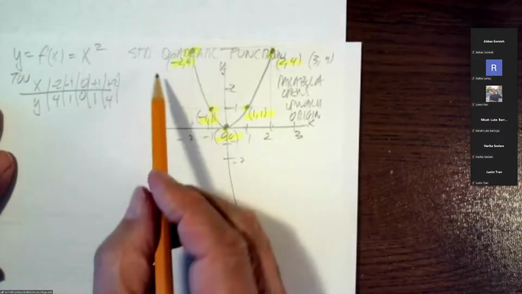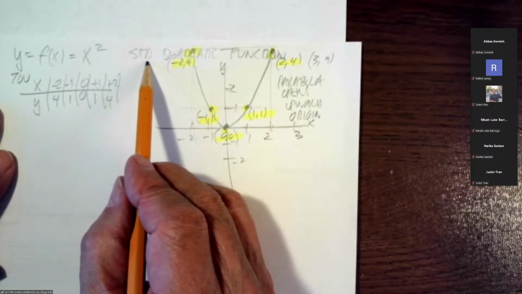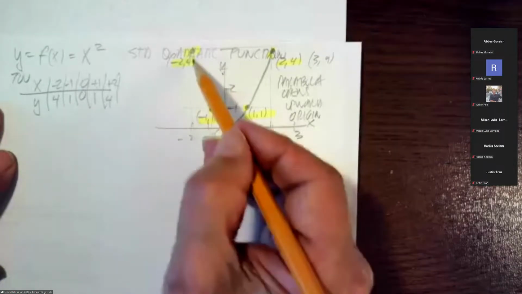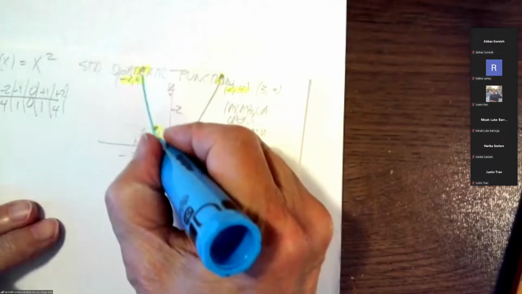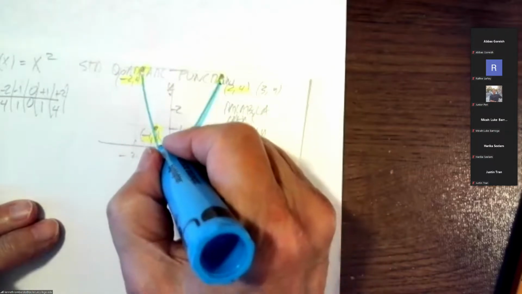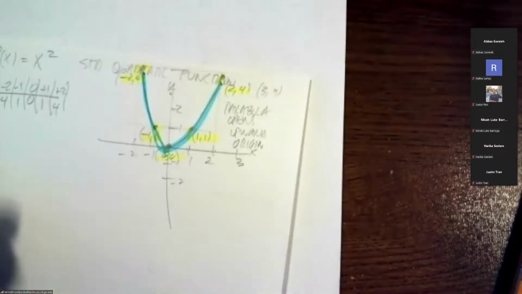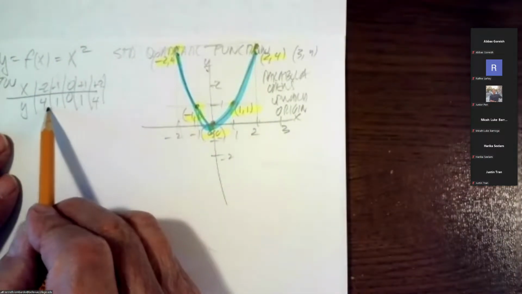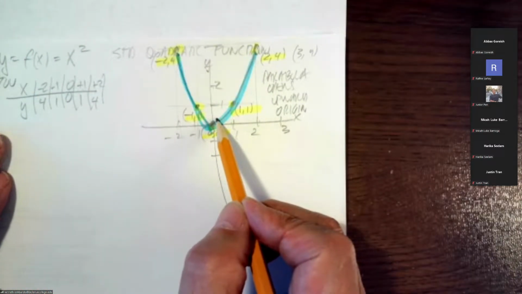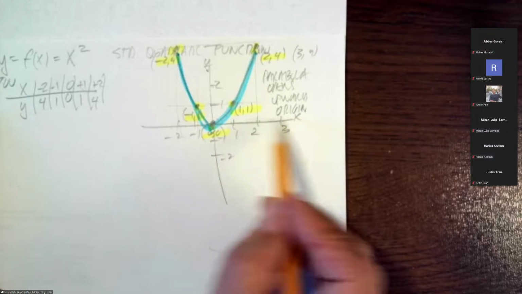Okay, so this is a standard quadratic function. Here's what it looks like, and I'll just color that in so that you can see it a little better. And I've plotted my points. I've connected them with a smooth curve. And now I know what that looks like.